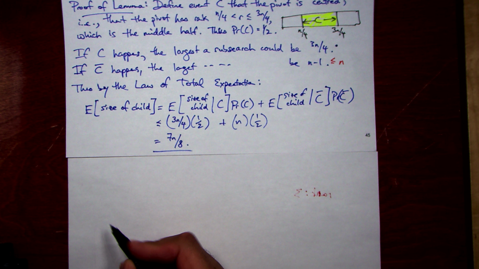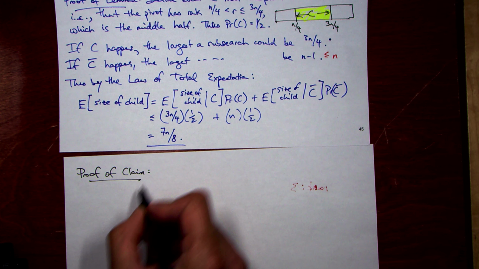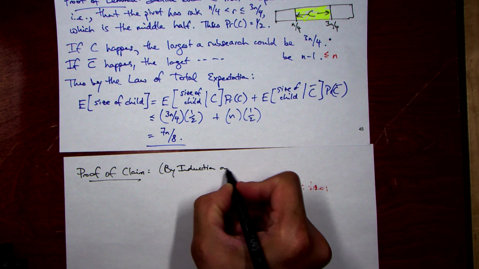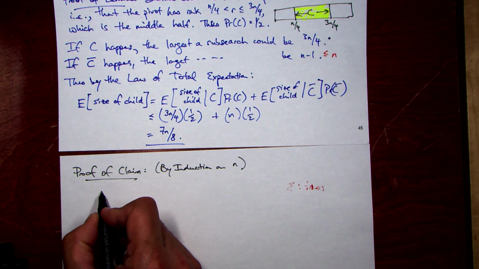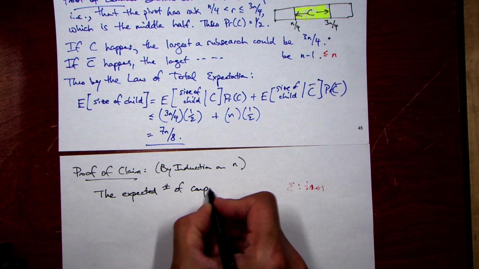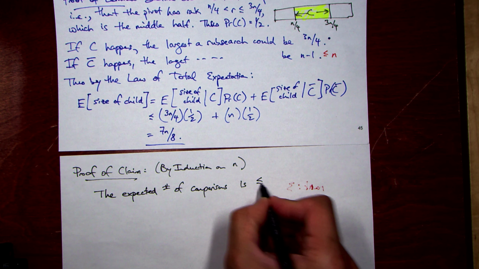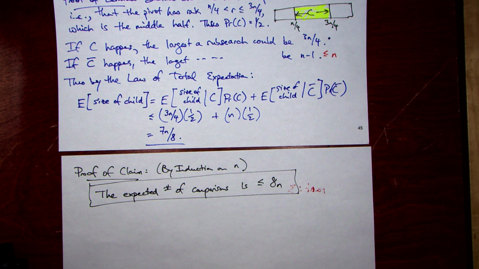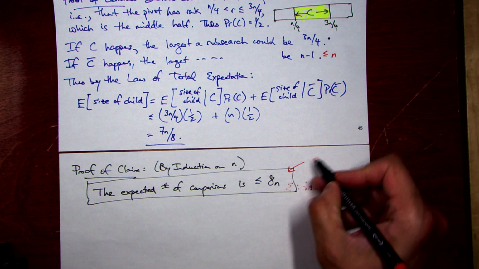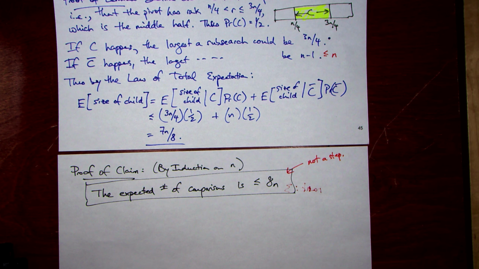Okay, let's prove the claim. We're going to prove it by induction on n. Just to remind you what we're asked to prove, the statement we're trying to prove is that the expected number of comparisons is less than or equal to 8n. Okay, this is not a step, I'm just saying what it is.